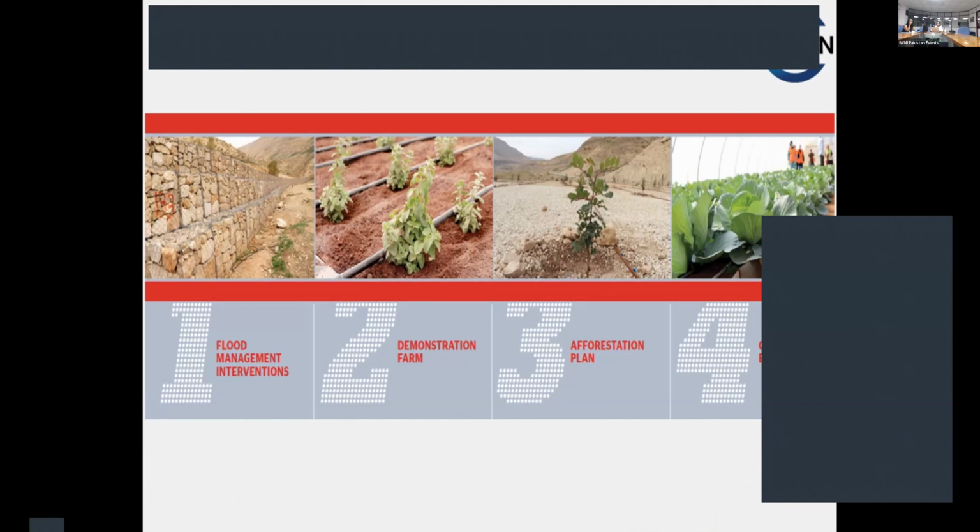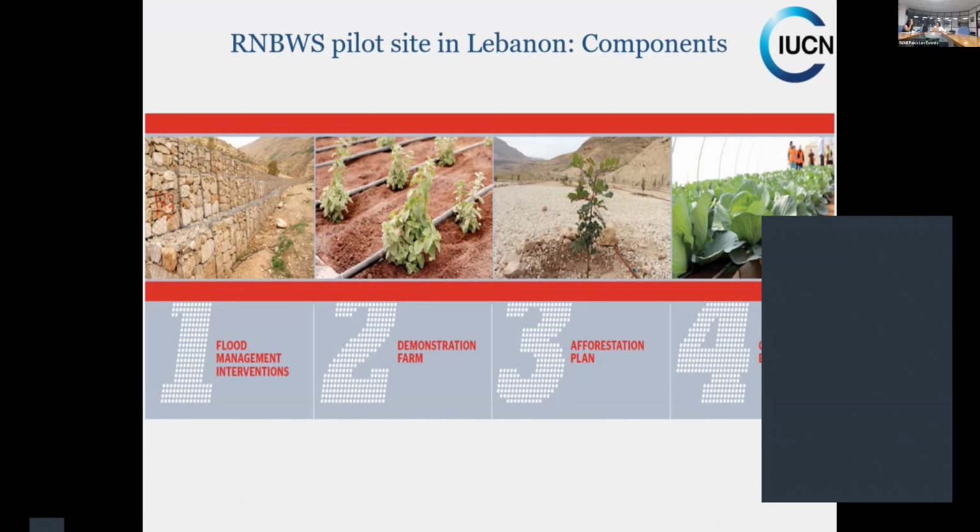Secondly, downstream, and since we are talking about an agricultural area, the second component is a solar-powered agricultural demonstration farm, which will introduce state-of-the-art agricultural management systems and practices, inter alia drip irrigation system and intercropping. The third component is an afforestation plan that is based on native species.